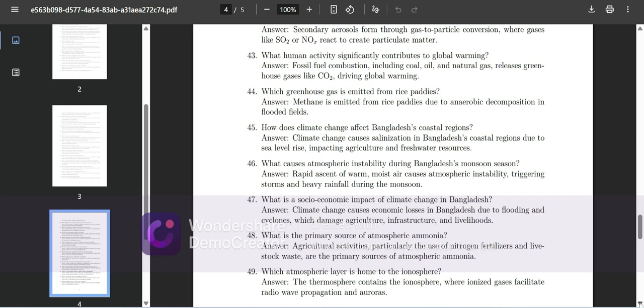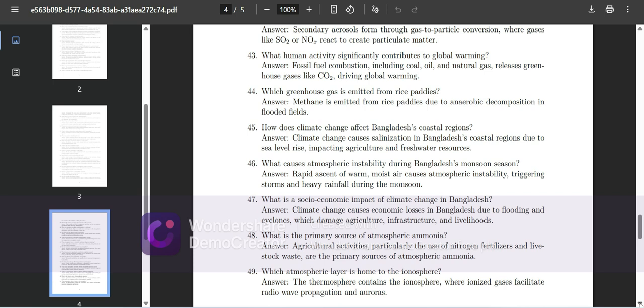What is the primary source of atmospheric ammonia? Agricultural activities, particularly the use of nitrogen fertilizers and livestock waste, are the primary source of atmospheric ammonia.